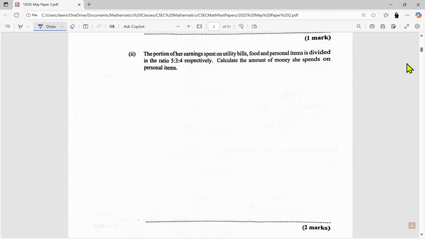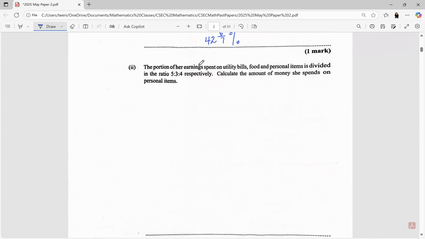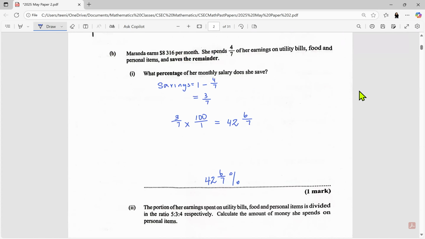Okay, so it says the portion of her earnings spent on utility bills, food, and personal items is divided in the ratio 5 to 3 to 4, respectively. Calculate the amount of money she spends on personal items. So actually, let's go through this together, right? Let's go up first because do we know how much of her money she spent on utility bills, food, and personal items in the first place? No, miss, we only know the ratio.